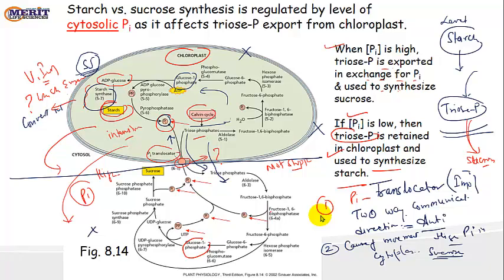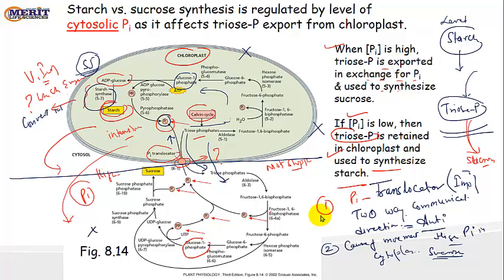Sucrose. Now you see the facts. Starch is synthesized in the chloroplast, okay? And it is very strange what mobilizes the movement of triose phosphate, because triose phosphate is exactly what is used to synthesize the starch. So the Pi value decides whether starch will be synthesized or not.